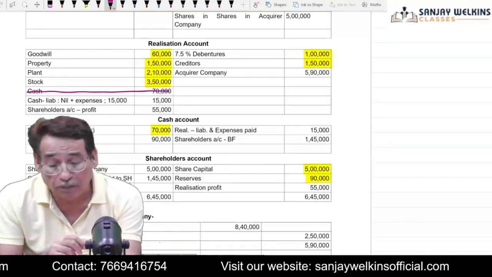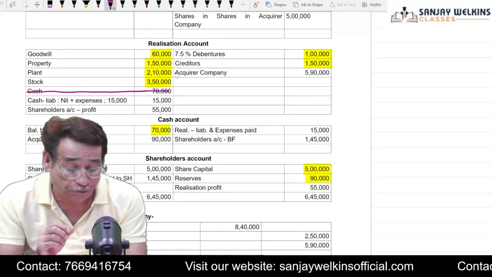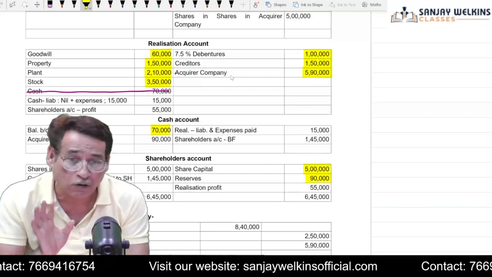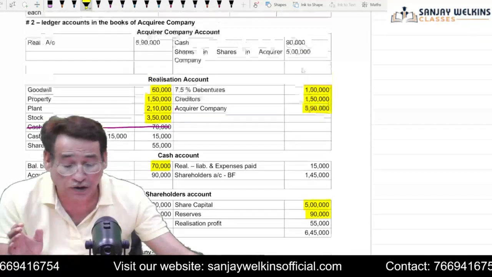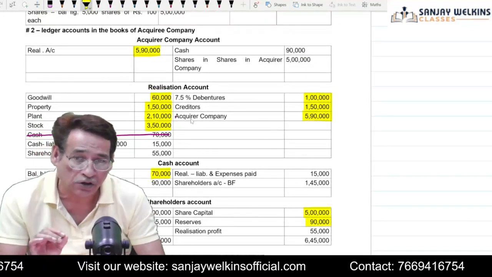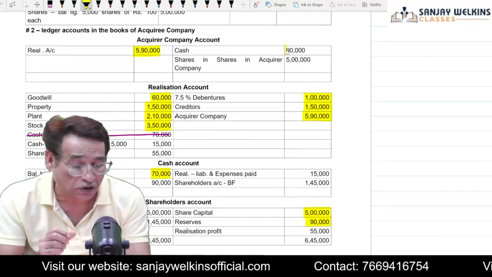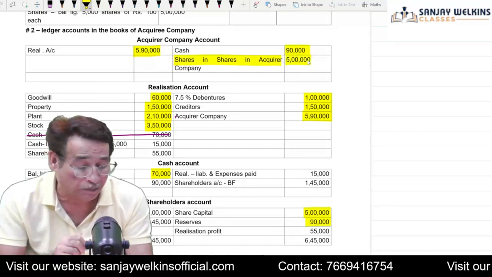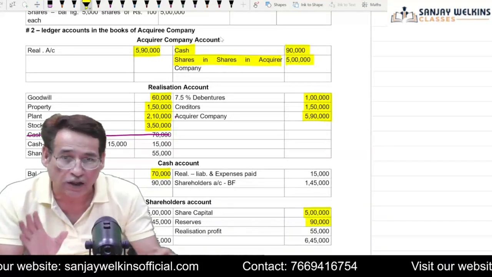Now we will pass the entries for purchase consideration. For that, first of all, I need to write on the credit side of realization account by acquirer company. You can write in bracket purchase consideration. Then you will cross it to the debit side of acquirer company. You will write here to realization. This is for due entry. Now you will receive the amount of consideration. You will write here by cash and then by shares in acquirer company, that is 5 lakh. Once you receive the payment, this account will automatically get closed.